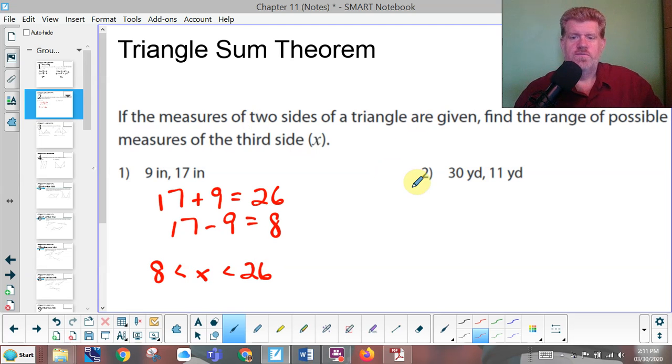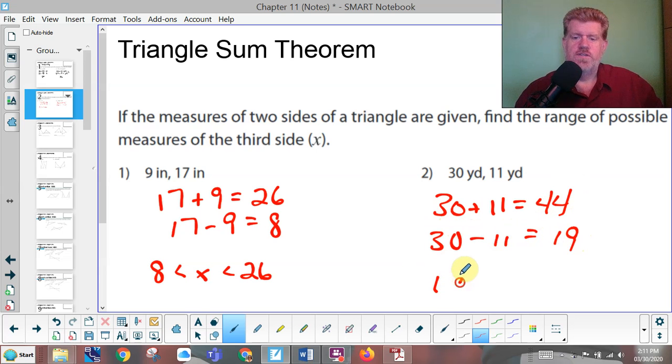So we take this one, we'll add them up. 30 plus 11, 44. 30 minus 11, 19. The third side must be between 19 and 44. Okay? That's how the triangle inequality theorem works. Remember what the triangle sum theorem was?